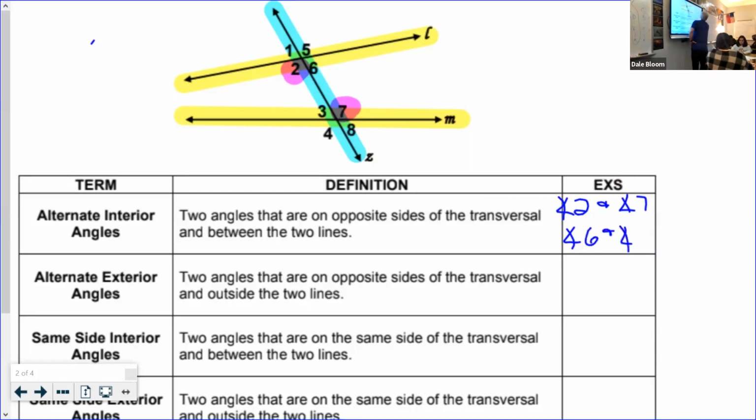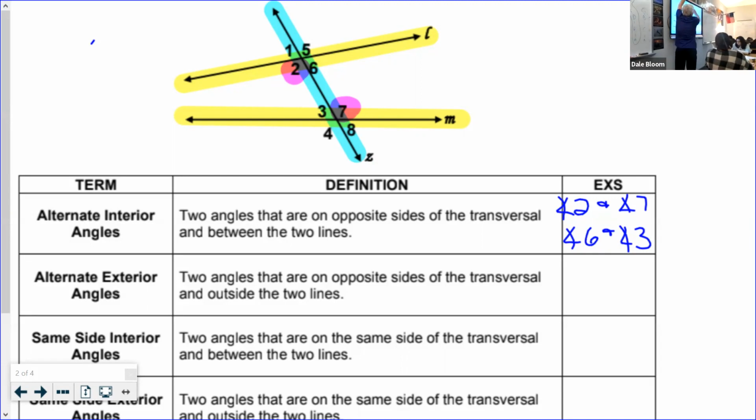So angle 6 and angle 3 are also alternate interior angles, right? So I have 2 examples there from that picture. I also can talk about alternate exterior angles. Now, exterior are going to be outside my 2 lines.